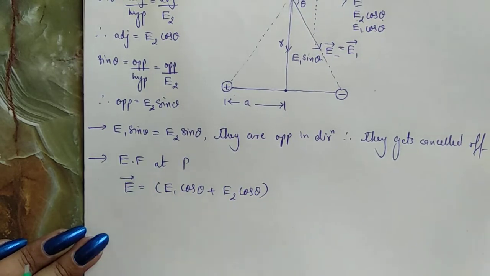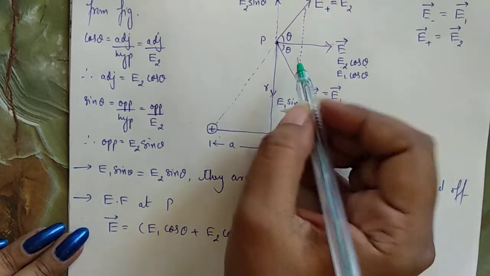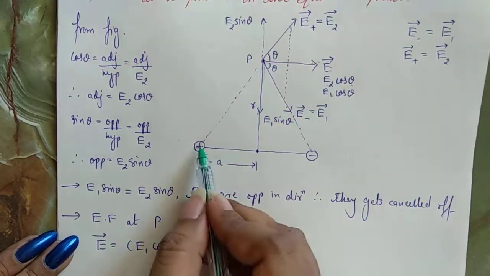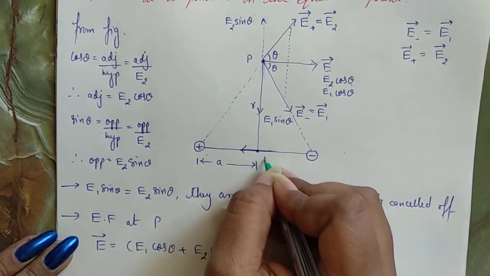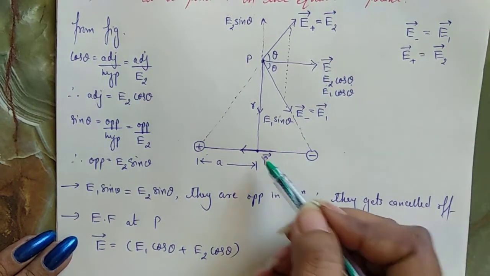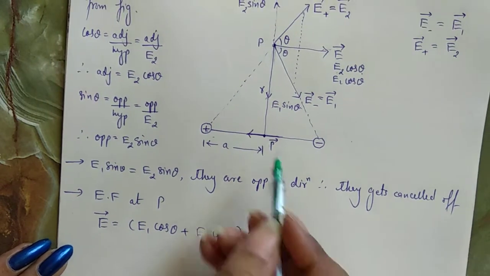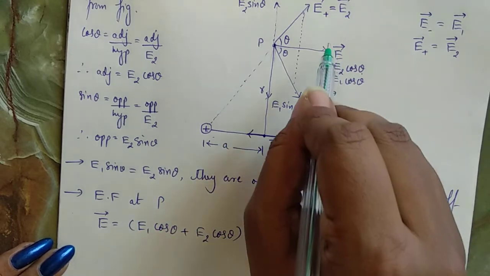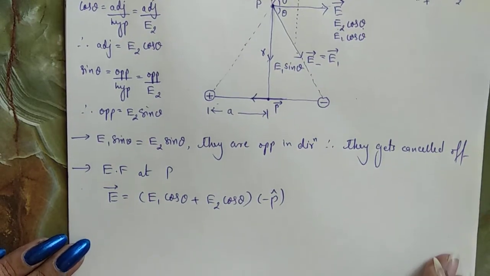Now as I have written here a vector sign, I need to write a unit vector along the direction of the electric field. From the figure we can see the direction of the resultant electric field is this, and the direction of the dipole is always from negative to positive. So this is our vector P. So the direction of the electric field is minus P cap. I'll write here minus P cap. See, this is the direction of vector P, so minus P cap will be in this direction, which is along the direction of the electric field. So I have written here the direction.